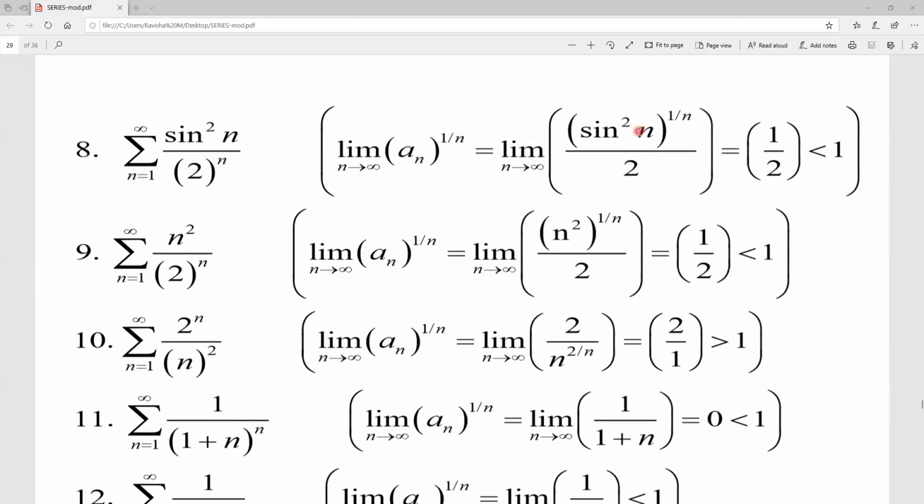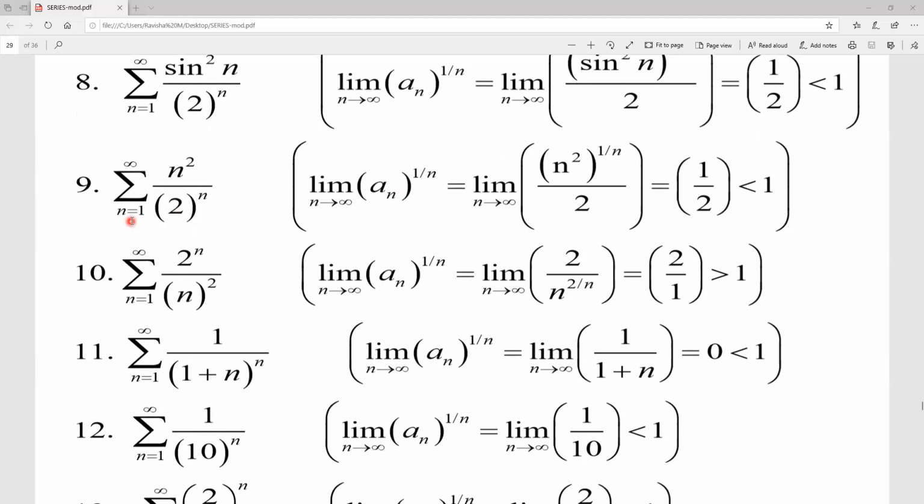So sin square n to the power of 1 by n always goes to 1 when n increases. So 1 to the power of 1 by n as n tends to infinity is always 1, and with the 2 written, it is 1 by 2, which is less than 1. So therefore the series is convergent by the root test.